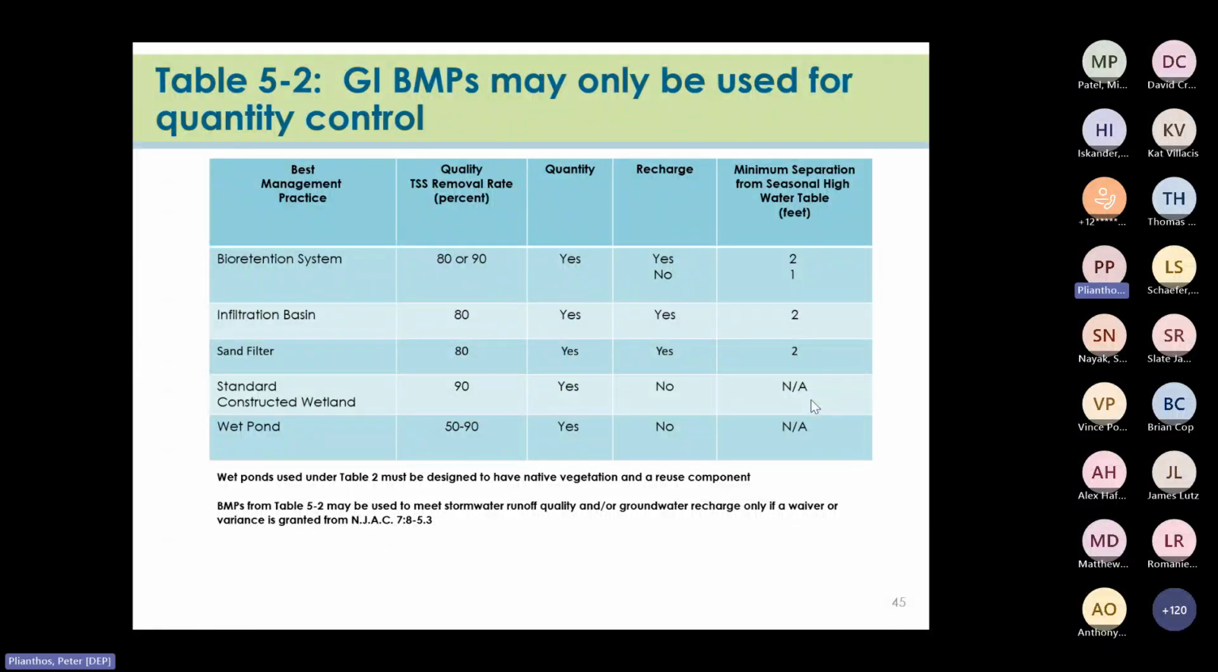BMPs in Table 5-2 can be used to address stormwater runoff quantity control. These can have drainage areas that are larger than the drainage areas of BMPs listed in Table 5-1. These BMPs may be used to meet water quality and recharge only if a waiver or variance is granted from NJAC 7:8 5.3.